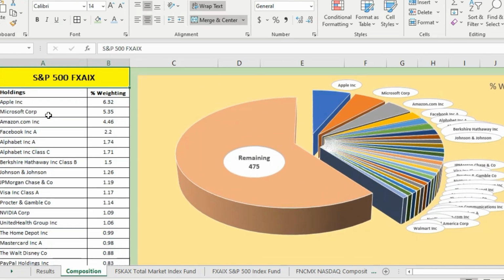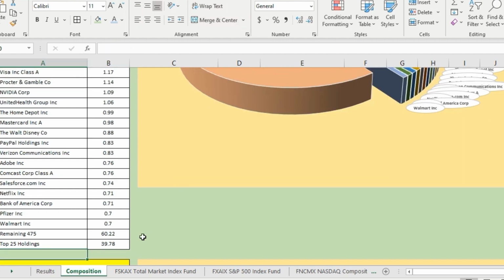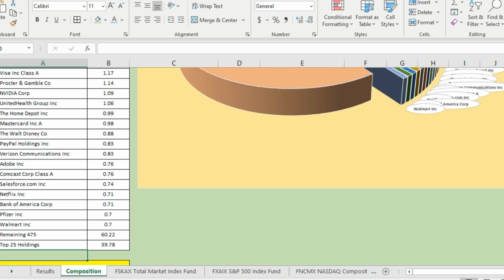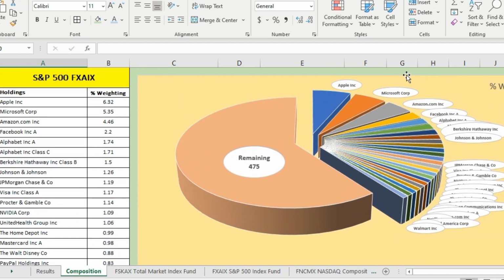And you can see how this charts out. We have a total of 500 different stocks in the S&P 500. The top 25 holdings get 39.78% of the assets, and then the remaining 475 stocks only get 60% total. You can see that right here, the difference between these holdings and the remaining 475.